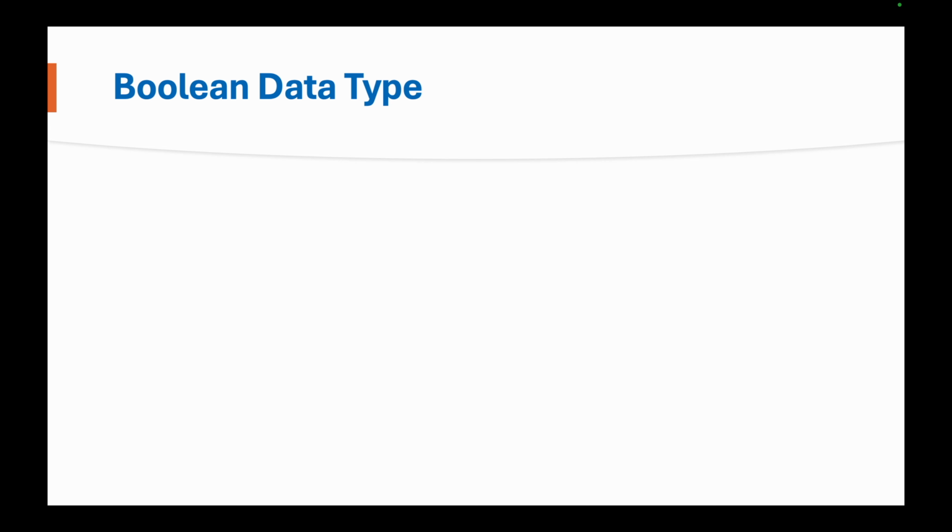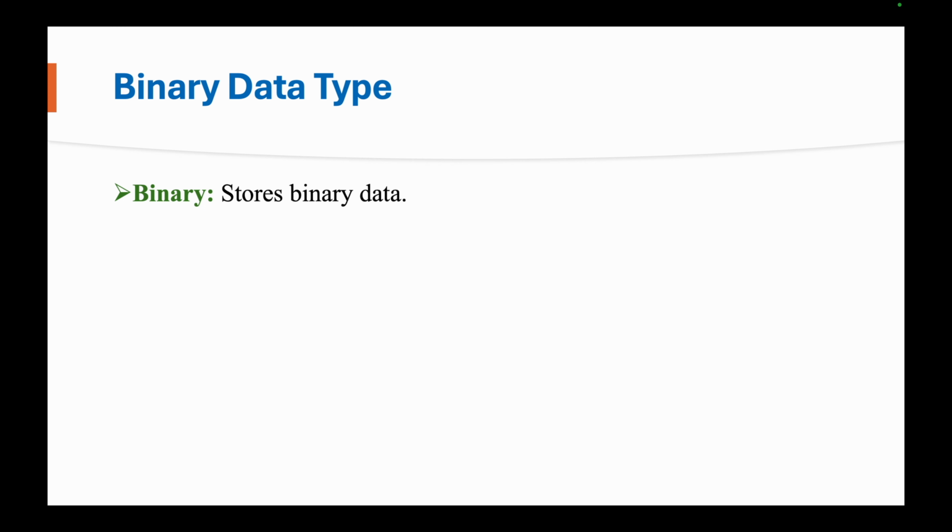Boolean data type. The Boolean data types are used to specify Boolean values, that is either true or false, or we can also say 1 or 0. Binary data types. Binary data types are used to store binary data like images and videos.